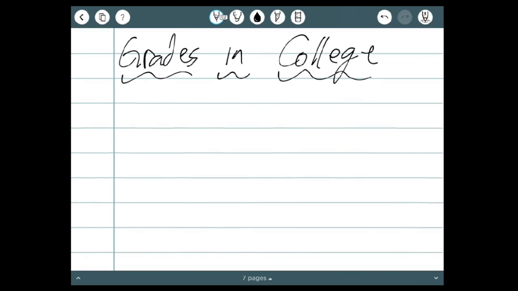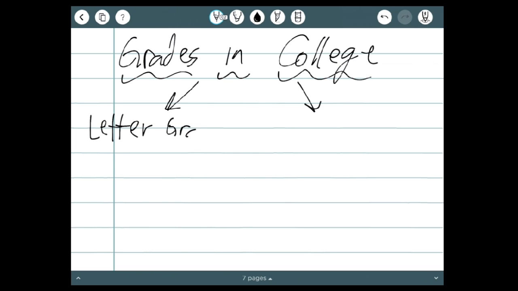Hey everybody, so today I'm going to tell you how to calculate your GPA in college, but to do that I have to first tell you how things are graded in college because it's slightly different than how it was in high school. So in college you can have two ways of grading things. When you take a class you can get a letter grade for it.